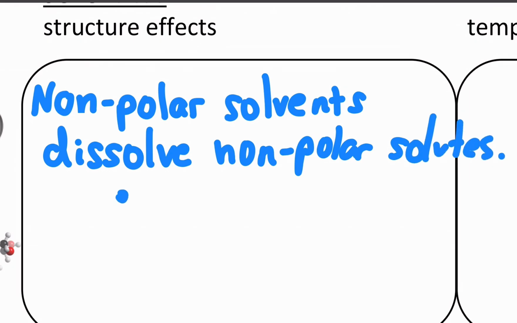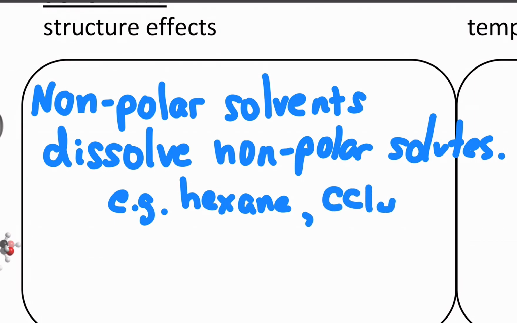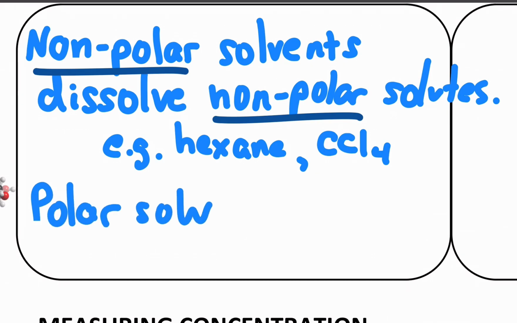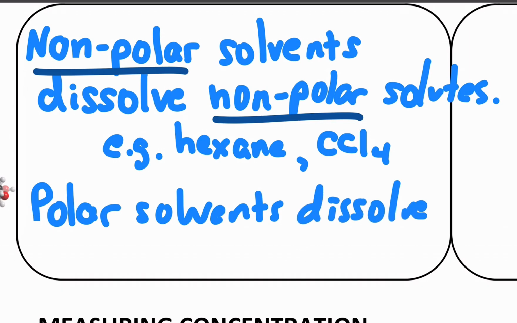For example, hexane is an organic non-polar liquid, or carbon tetrachloride, also very non-polar. Think back to our bonding unit. You could picture what that molecule looks like. Totally symmetric, and it can dissolve non-polar solutes. So those go together. And likewise, polar solvents dissolve polar solutes.